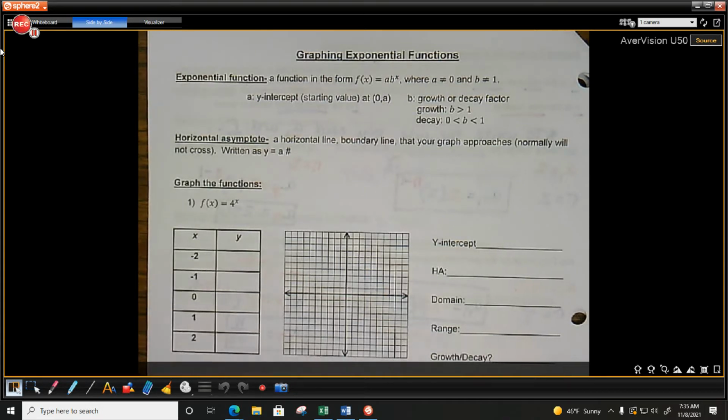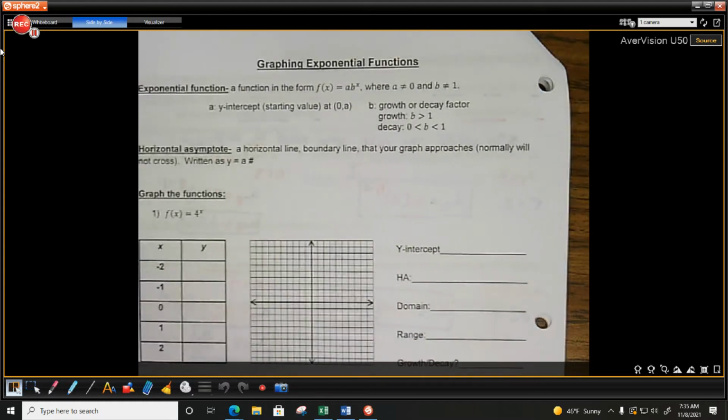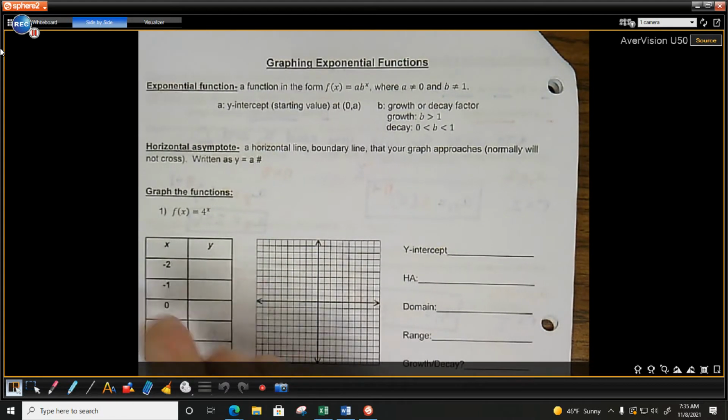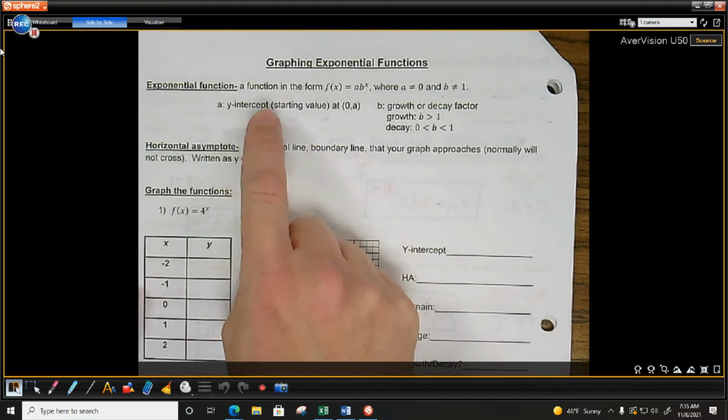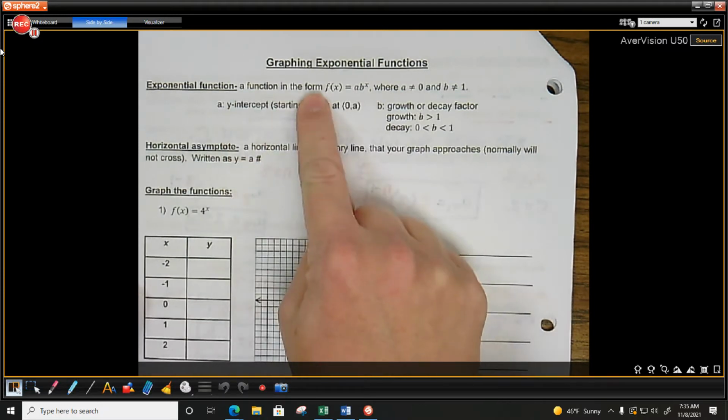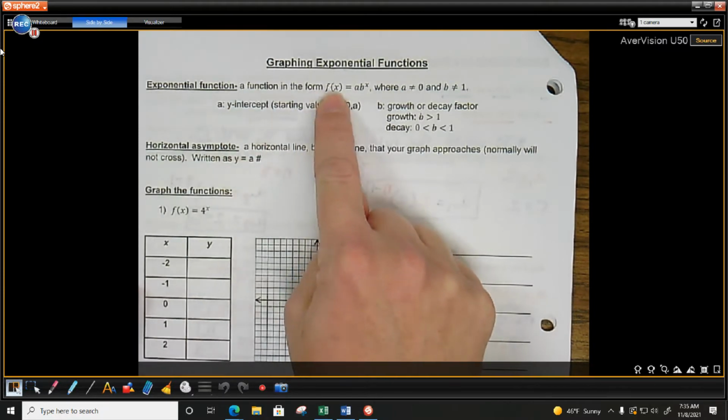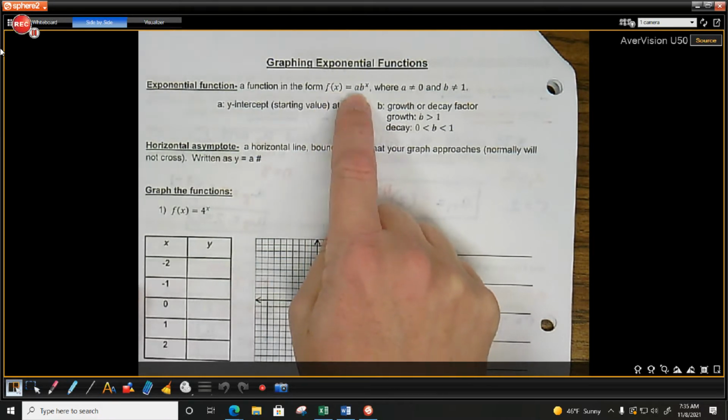Okay, so like I said, we are starting our exponential functions today. What is an exponential function? It's a function of the form f of x, which is just a fancy y. Remember, f of x and y are interchangeable. So f of x equals a times b to the x power.